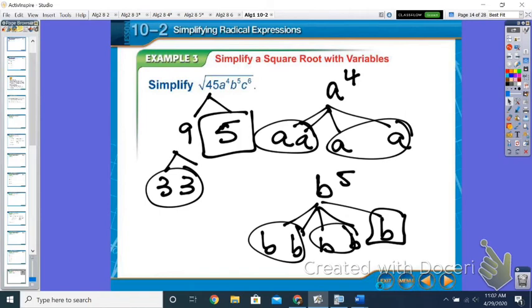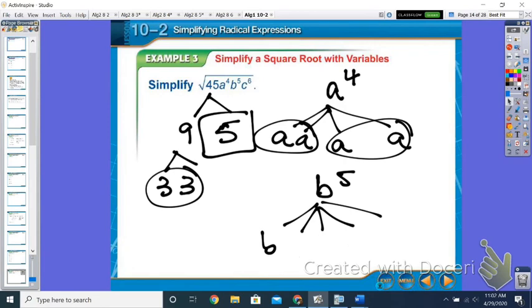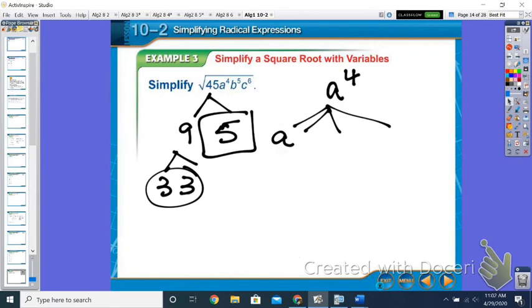But the shortcut is, maybe this is quicker. Okay. The shortcut is, if I have a to the 4th, and I'm taking the square root, which means, like we've been doing, we're looking for groups of 2. All you got to do is divide 4 by 2. Your exponent up there is 4. If you divide it by 2, that becomes 2, right? 4 divided by 2 is 2. So that means you're going to have an a squared on the outside.